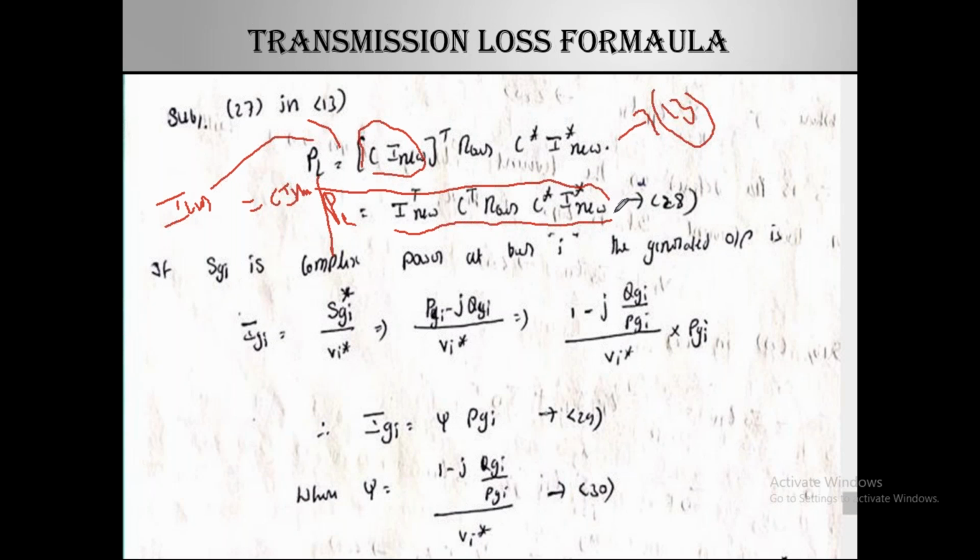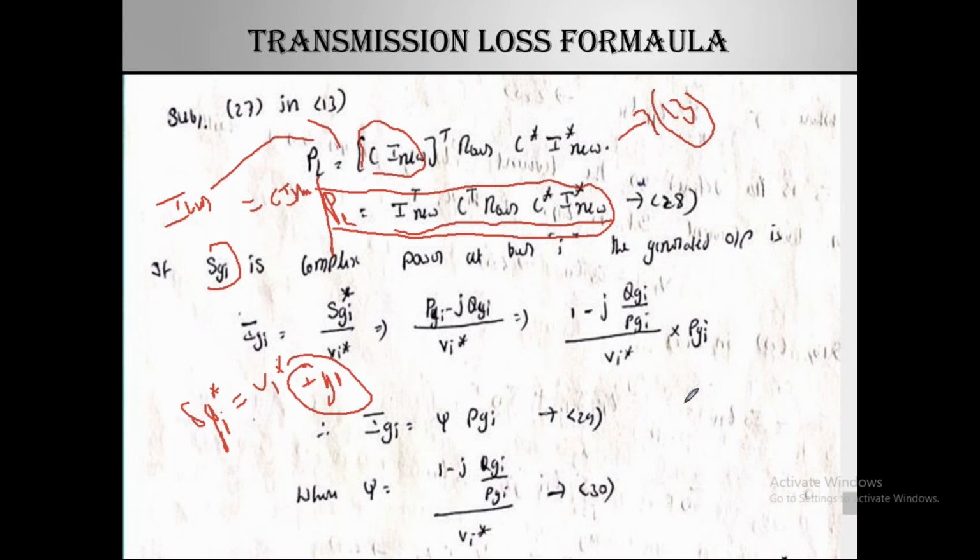And we have the complex power that is generated by the generator, which is given by SGi. So starting from here we derive this equation. SGi is equal to Vi conjugate into IGi, right? So in this condition, if you want to find the generating station 1 current, you have to use this formula. IGi is equal to SGi conjugate by Vi conjugate.